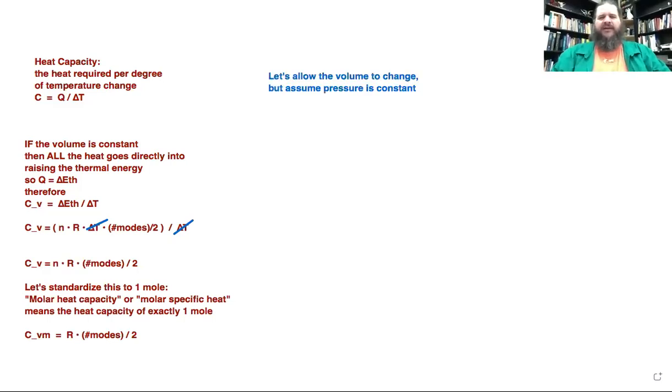And conceptually, how would you do that? Like, what would be a way you could set up an experiment or set up a container that allows the gas's volume to change, but makes sure the pressure does not change? Would a balloon be an example? Sorry, what was that? I was about to mention the balloon.